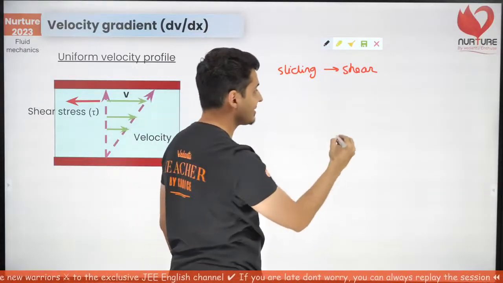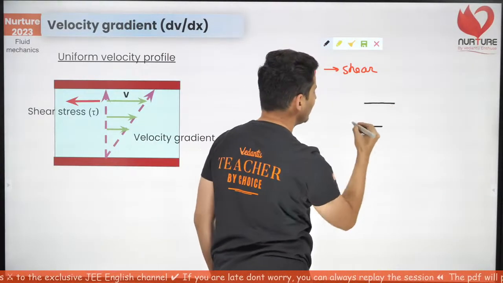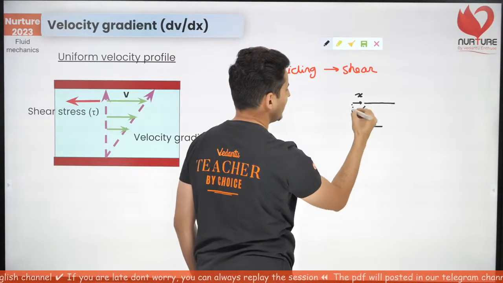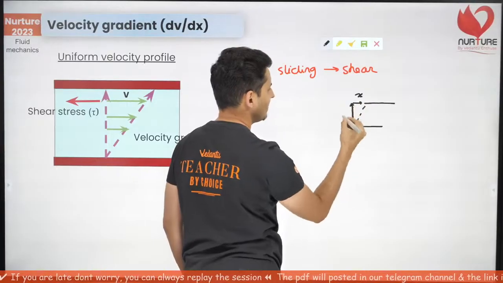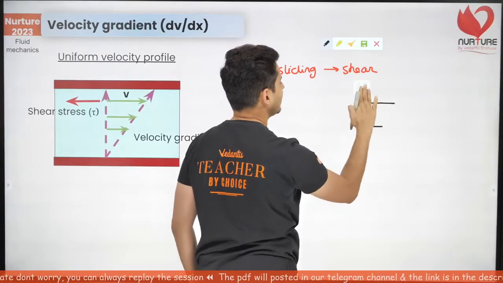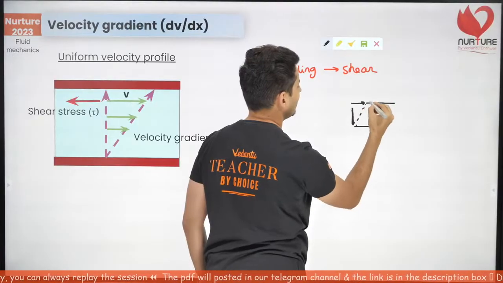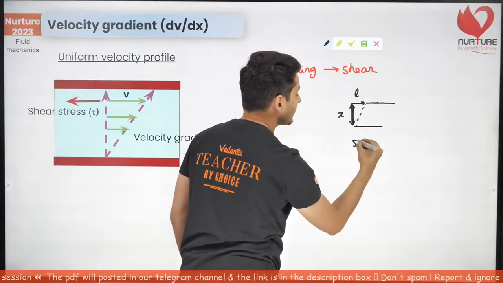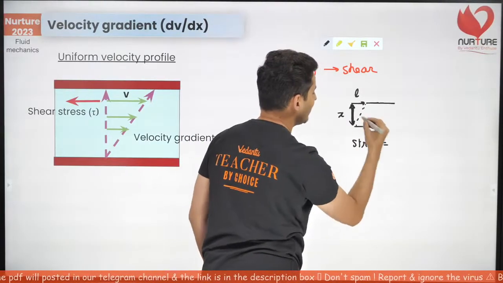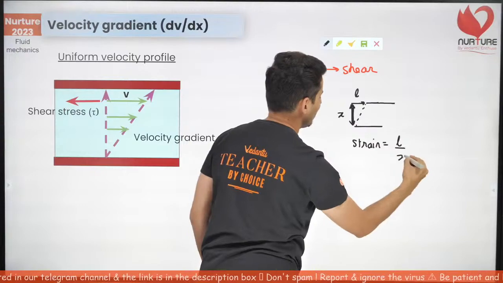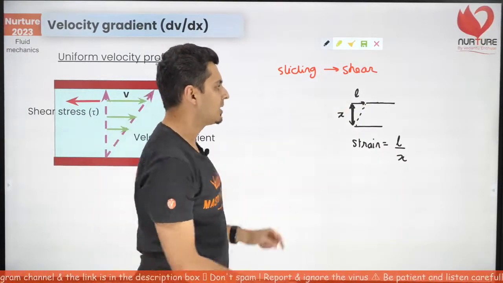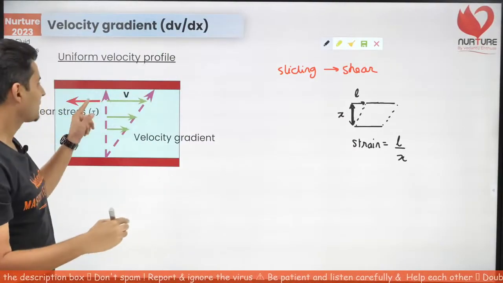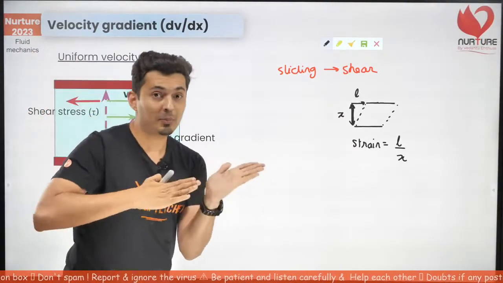In solid mechanics, when I had one layer and it moved by, let's say, L distance, and let's say the separation between them was x, the strain was given by how much it moves upon how much was the separation. Do you remember that? Now, over here, it has moved, but per unit time.